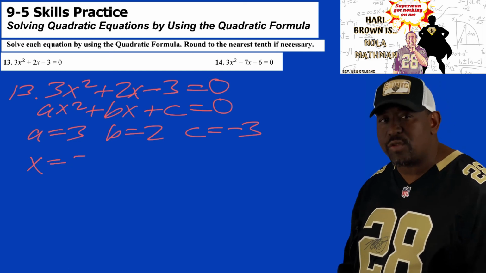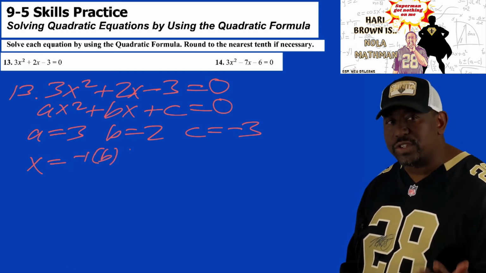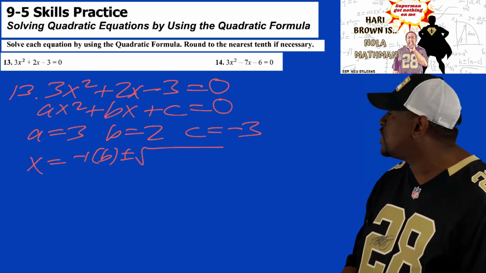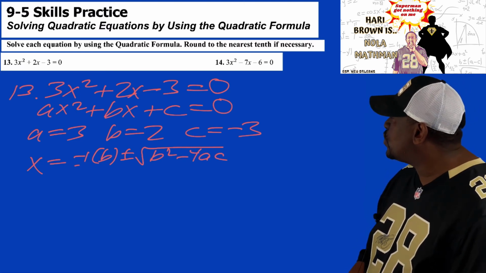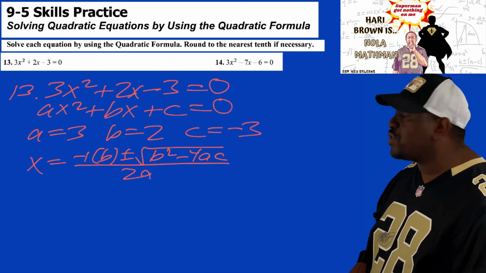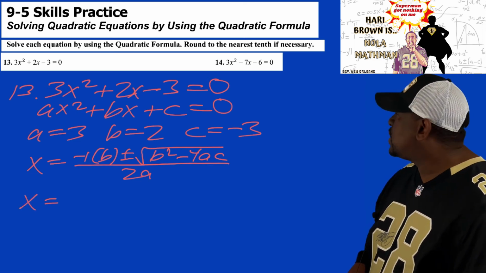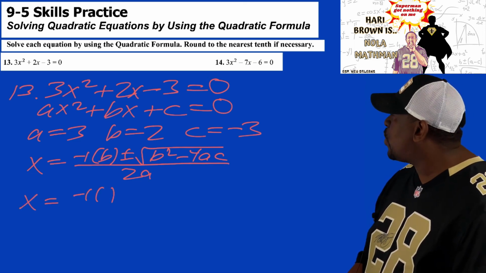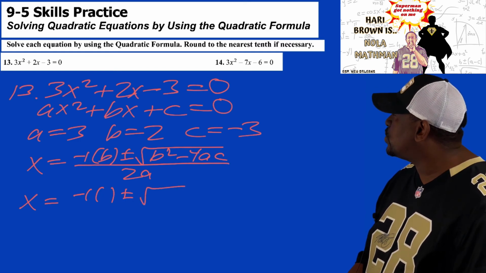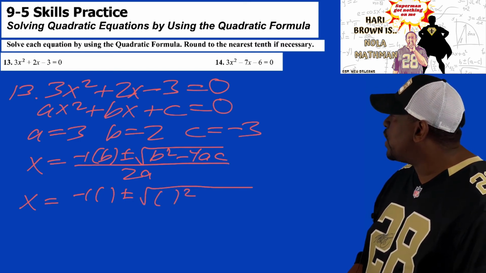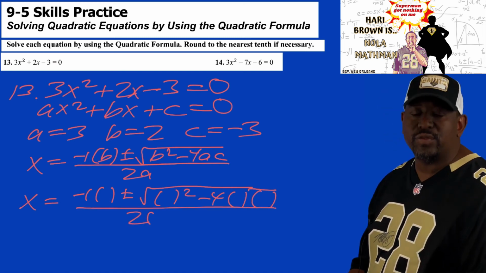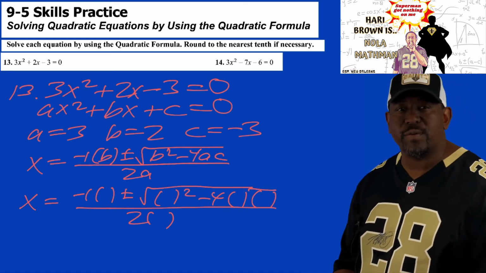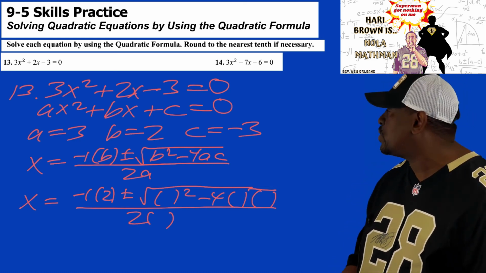We write down our quadratic formula. We want to do the same steps over and over like the NOLA Mathman is doing. It makes it very easy for you to master and retain the concept. So you write the formula. Where b is, you will substitute 2. Where a is, you will substitute 3. And where c is, you will substitute -3. And then you will use the order of operation rules to solve for x like we've been doing.